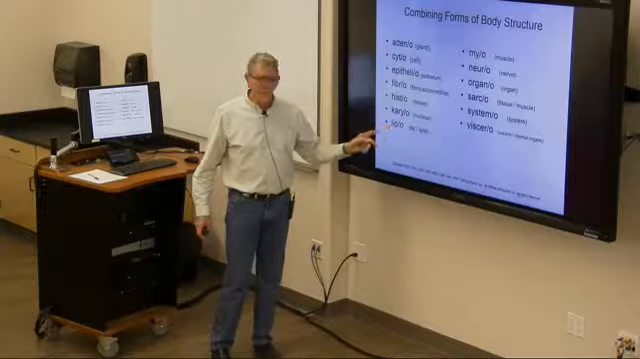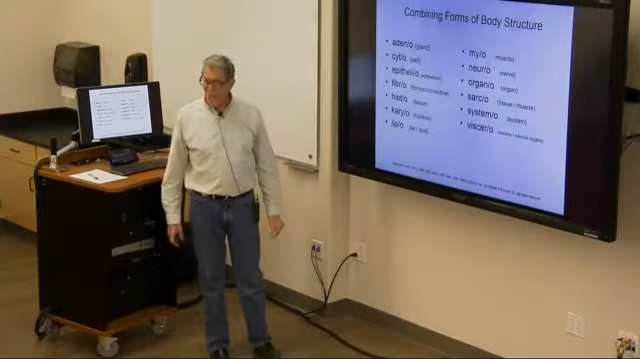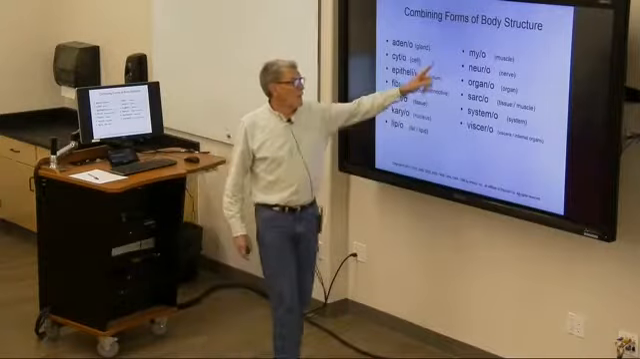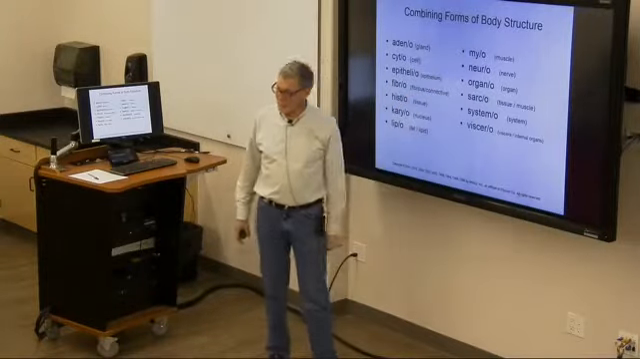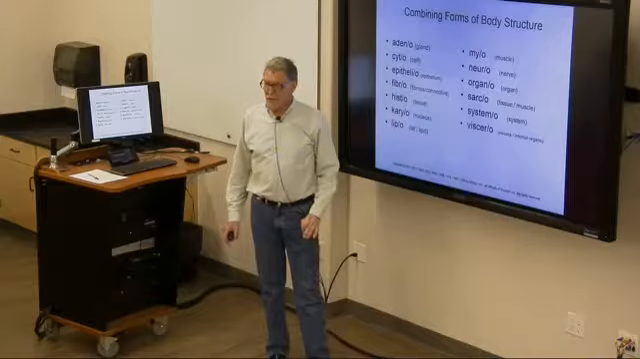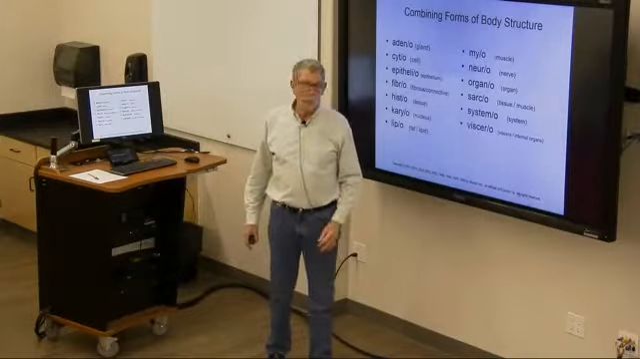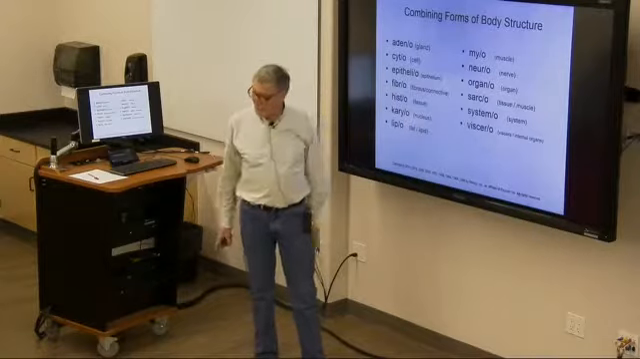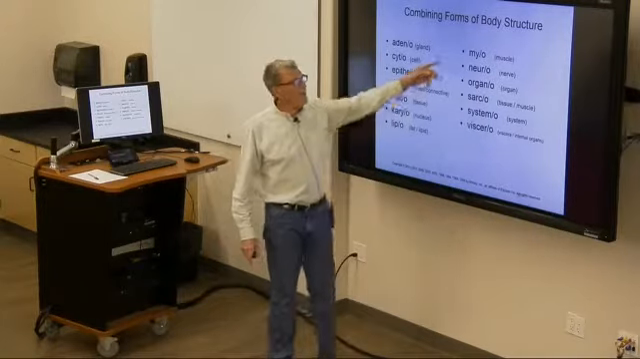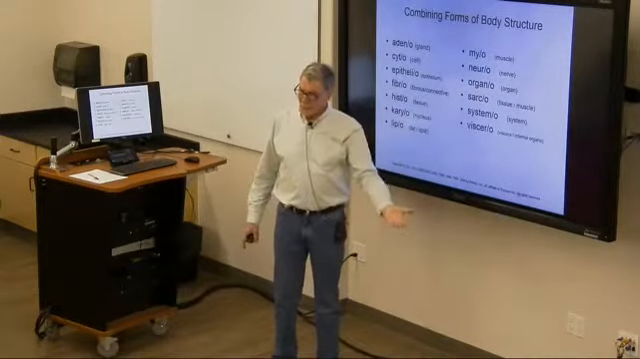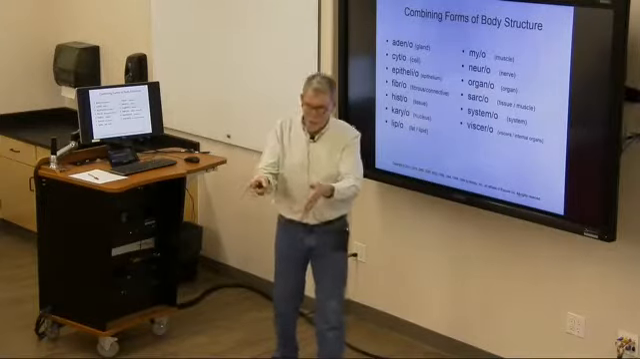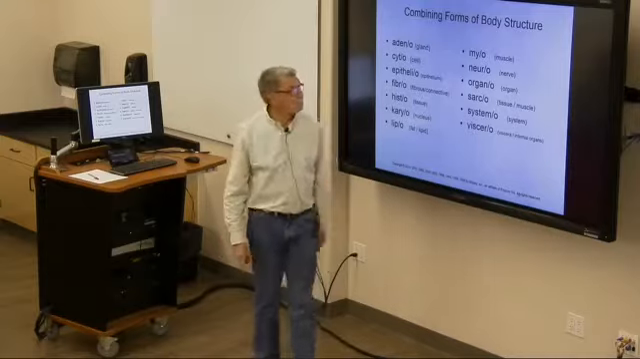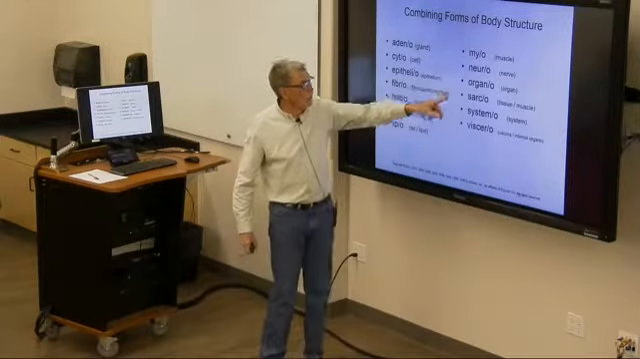Lipo is lipid, that's fat. So my lipoma was a fat tumor. Myo is muscle, and occasionally myso, M-Y-S, if it works better as part of the word. But myo, cardiomyopathy, is heart muscle disease. Neuro is a nerve.